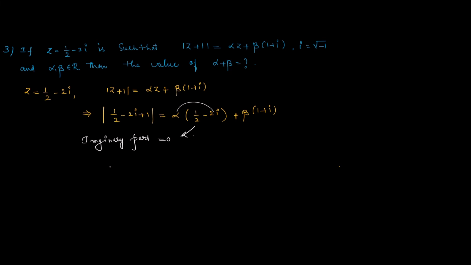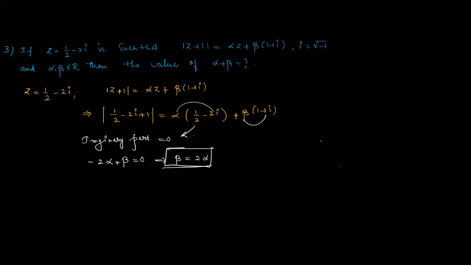Minus 2 alpha i, that is minus 2 alpha, again beta i, that is plus beta, should be 0, which implies we got a relation between alpha and beta, which is beta is equal to 2 alpha. So we got one relation between alpha and beta, that is beta equals 2 alpha, by comparing imaginary parts. Because the left hand side is purely real, the imaginary part must be 0.